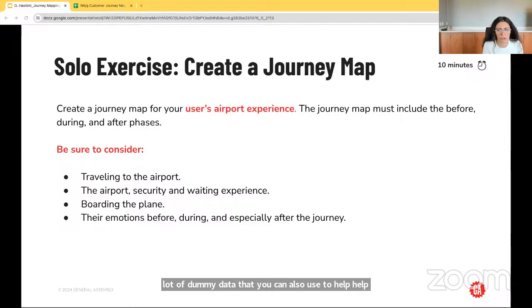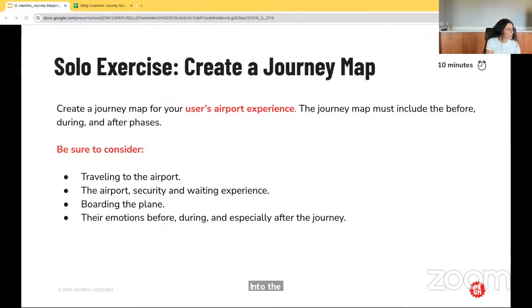Okay, I'm going to start the timer now. We will give you 10 minutes to not complete this exercise, but start this exercise, because like I said, journey mapping can take several hours, depending on the breadth and depth of your research. And so this is really just to give you a taste of how to plot your data points into essentially the narrative of your persona.